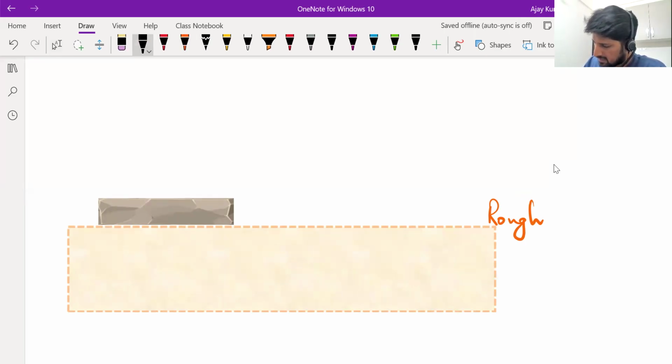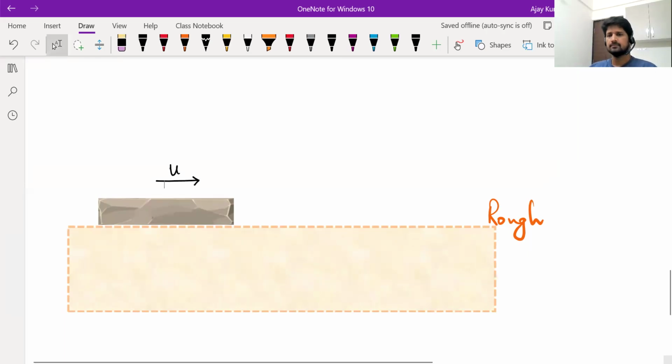You give the slab an initial velocity to the right and release. One of you tell me what forces act on it after we release it. So normal and its weight. That's all. It's a rough surface. It's sliding on a rough surface, so friction will also act.